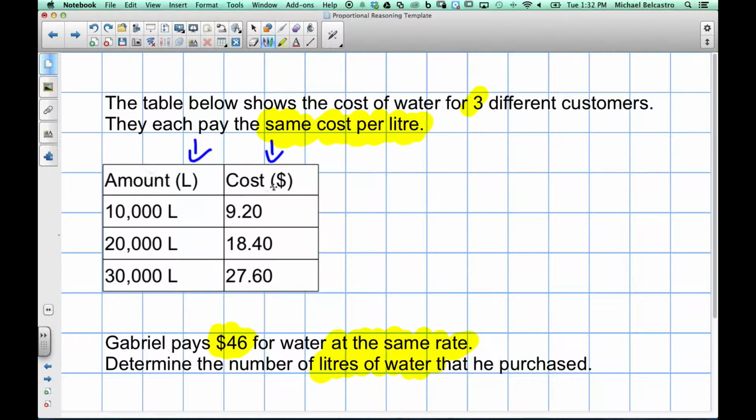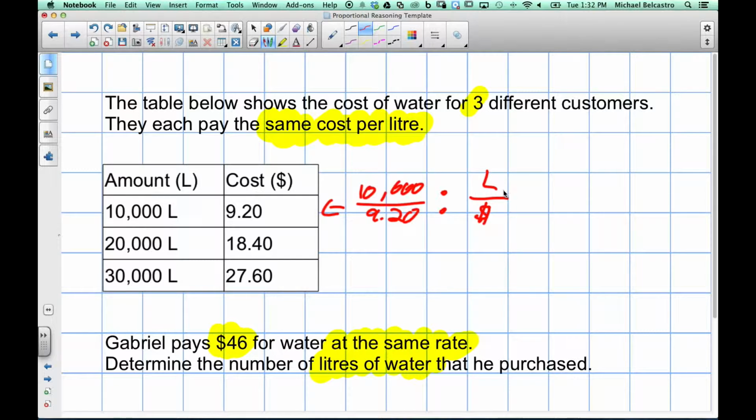We can do cost per liter, or we could do liters per dollar. There's 2 different things here. One way you can set that up is to always think of whatever you put on top, the bottom will be the per, or the value of 1. In our first example, if I do 10,000 liters divided by 9.20, our 9.20 was our dollar amount, so I'm just going to put a proportion here. Here's our dollar amounts, and here's our liters. So this is liters per dollar, because our dollar amount is on the bottom, our final answer will be per dollar.